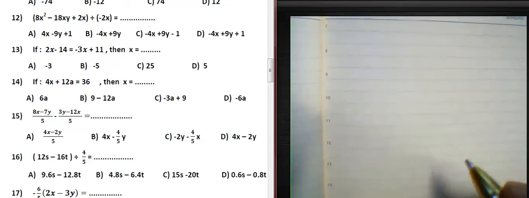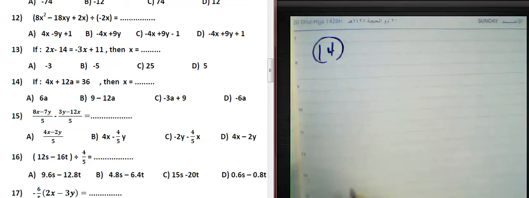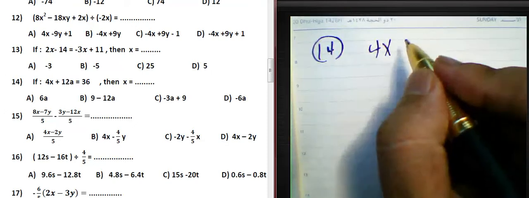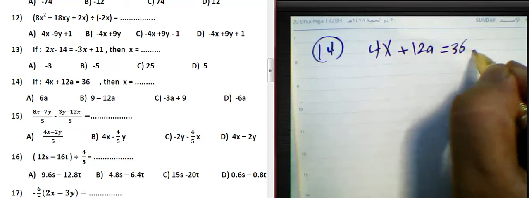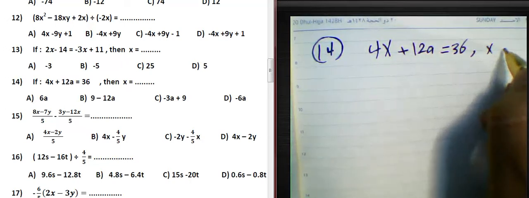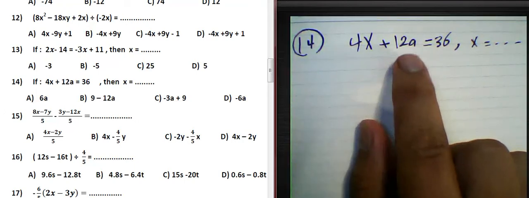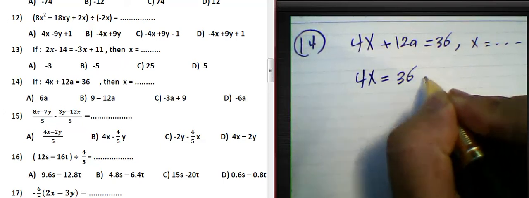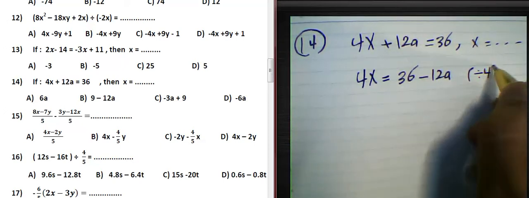Question number 14. He took us: 4x plus 12a equals 36, then x equals what? Okay, if you want to find x, we must move this term from the left hand side to the right hand side, so 4x equals 36 minus 12a. We can divide by 4.